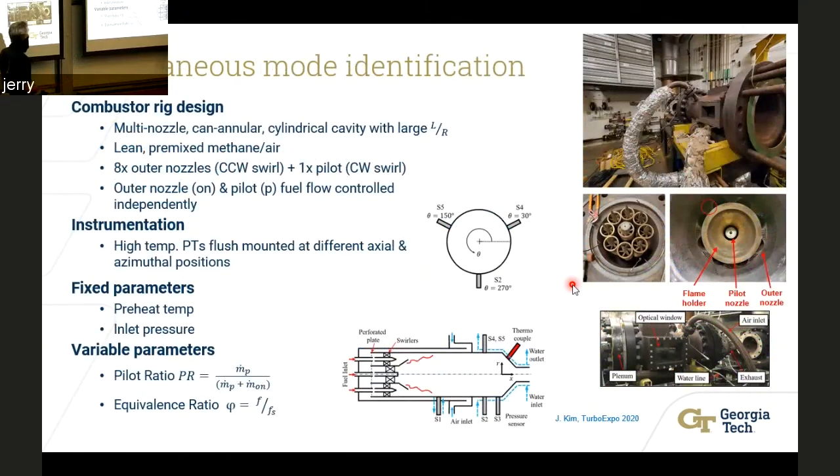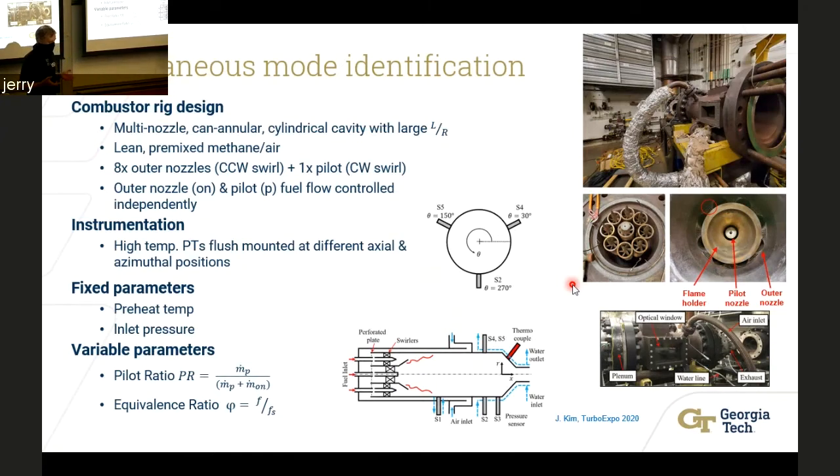So this is the rig that I worked on, the Mitsubishi Heavy Industries rig, pictured in the upper right. It's a can-annular combustor rig. Basically there are multiple cans, 8 cans, mounted concentrically with a pilot nozzle. And this is a lean premixed methane-air rig. So we mix the methane and air upstream of the combustor, and it's a lean system, so we're not trying to waste a lot of fuel.